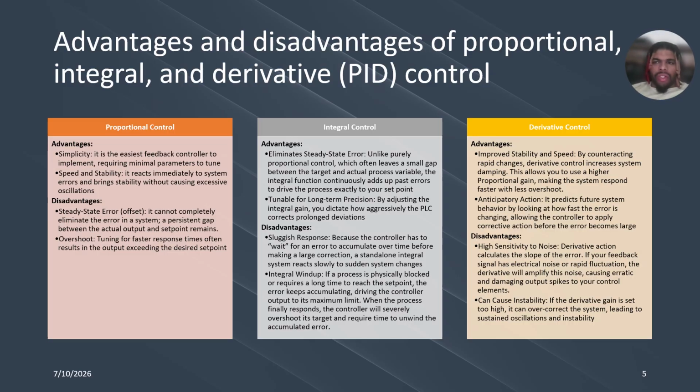Some advantages and disadvantages of these controls include for proportional controls, advantages will be simplicity. It's the easiest feedback controller to implement, requiring minimal parameters to tune. Also, speed and stability. It reacts immediately to system errors and brings stability without causing excessive oscillations.